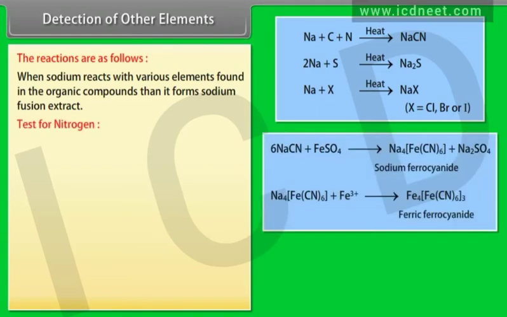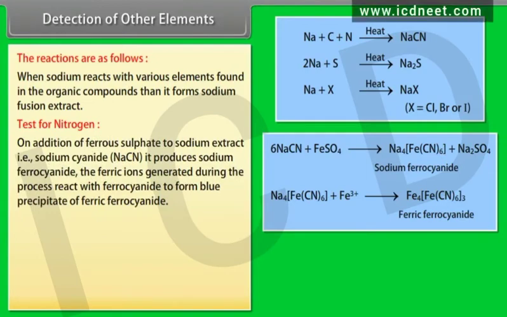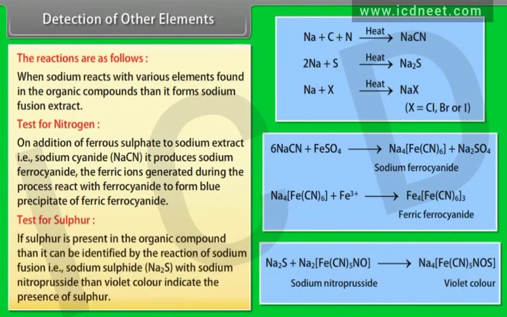Test for nitrogen. On addition of ferrous sulfate to the sodium extract, that is sodium cyanide, it produces sodium ferrocyanide. The ferric ions generated during the process react with ferrocyanide to form a blue precipitate of ferric ferrocyanide. Test for sulfur. If sulfur is present in the organic compound, it can be identified by the reaction of the sodium fusion extract, that is sodium sulfide Na2S, with sodium nitroprusside. A violet color indicates the presence of sulfur.